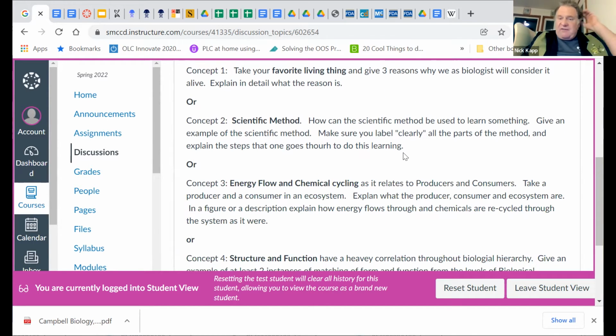You could also do the scientific method. How can a scientific method be used to learn something? Give an example of the scientific method and make sure that you label clearly all the parts of the method and explain the steps that one goes through to do this learning. Okay, so don't just say the scientific method is observation, et cetera, et cetera. I want you to use it. Show me how it's done.